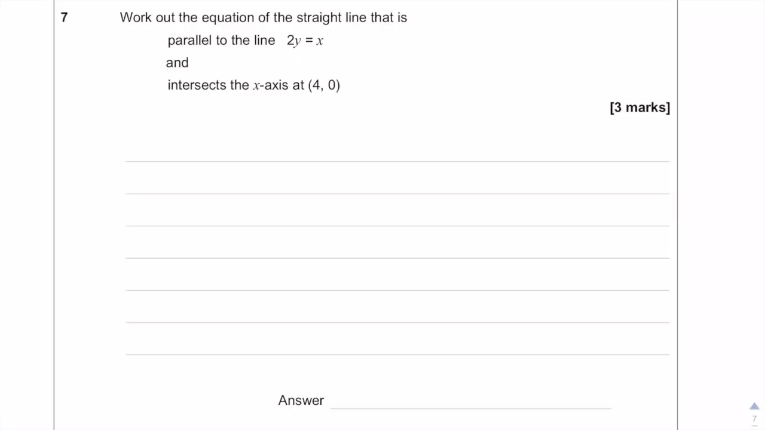So to work out the gradient of the line 2y equals x, I need to get it in the form y equals mx plus c, where m is our gradient. So what I can do is divide both sides by 2. So I get y equals a half of x. So a half is my gradient of this line, and my y-intercept is just 0. In other words, it passes through the origin.